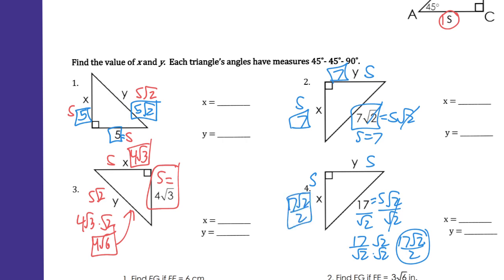And you can write it twice if you want to. The hypotenuse will be 17 root 2. And that's an ugly number. You're like, oh, really? Yeah.